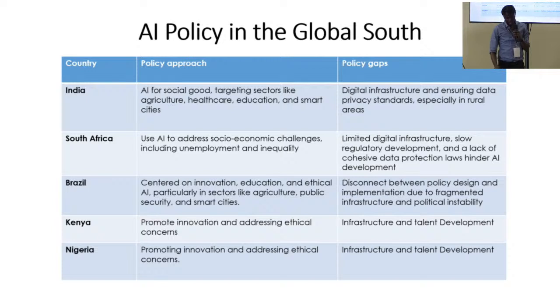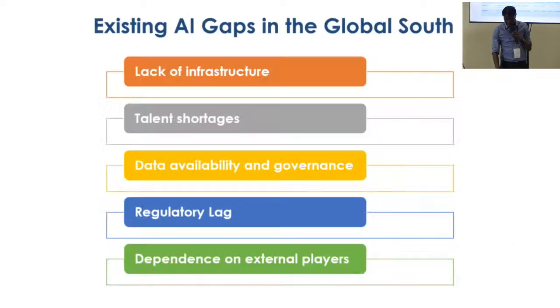And then another country was Brazil, and their policy approach centers on innovation, on education, as well as ethical AI, particularly in sectors like agriculture as well. Part of the policy gaps is a disconnect between policy design and implementation due to fragmented infrastructure and political instability. And then Kenya and Nigeria, we can clump them together because they actually have a similar approach, which is to promote innovation and address ethical concerns. Their policy gap is also infrastructure and talent development.